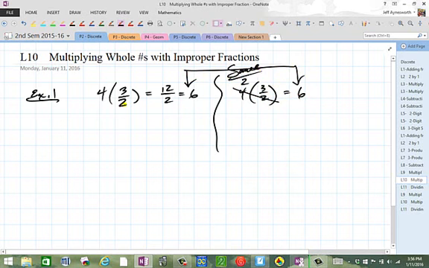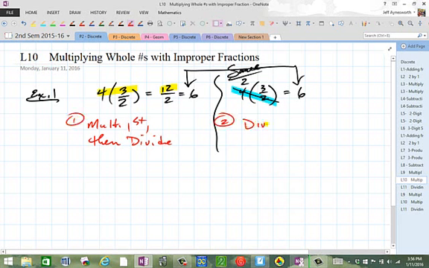Here I multiplied first and then divided. I got 4 times 3 is 12, divided by 2 is 6. And on this one, I divide first and then multiply. What do you think is faster? One more time. This is multiply first, then divide. That's way number one. Way number two, here I divide first, then multiply. What's faster?